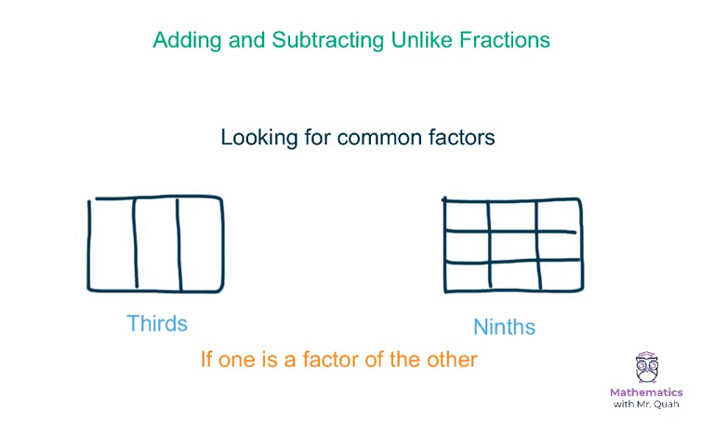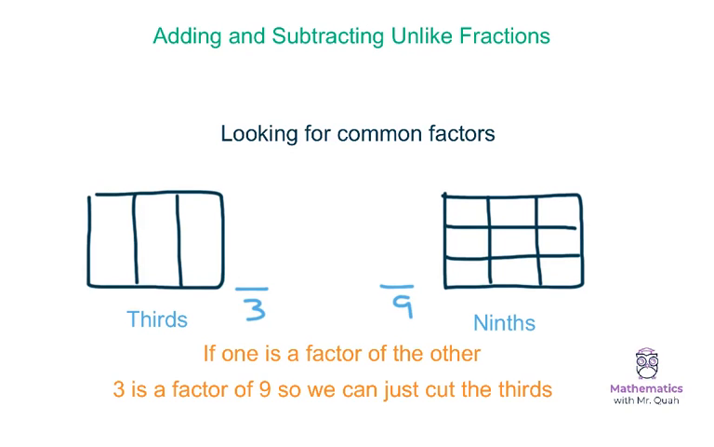So first of all, what we'd do is we'd see if one has a factor of the other. Looking first at thirds, we're interested in the factors of 3. Now 1 times 3 equals 3, so those are factors that we could be considering for thirds. And if we look at ninths, we're interested in the factors of 9. And of course we have 1 times 9, so 1 and 9 are factors, but we also have 3 times 3, so 3 is a factor. So both of these fractions have 3 as a common factor.